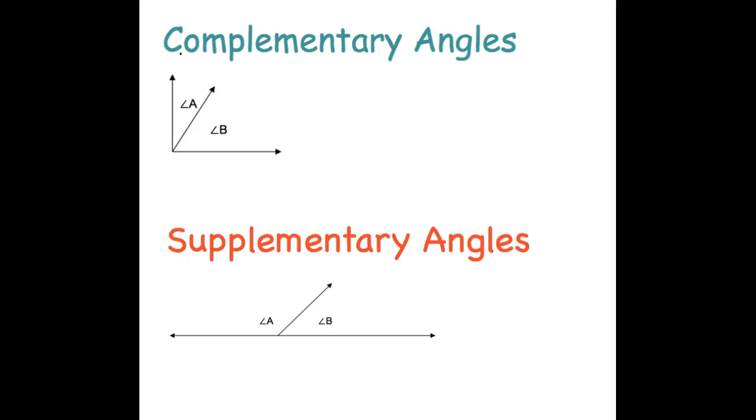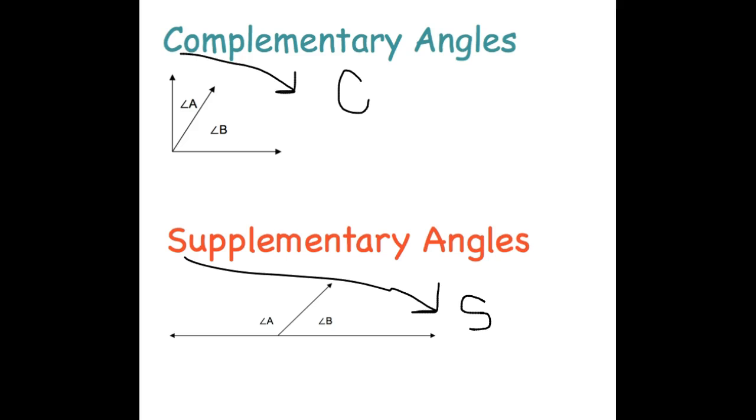The C in complementary, well, first of all, C comes before S in the alphabet. So here we have our C, here we have our S. Since C comes before S in the alphabet, 90 comes before 180 on the number line. So C before S and 90 before 180. That's one mnemonic device to remember.